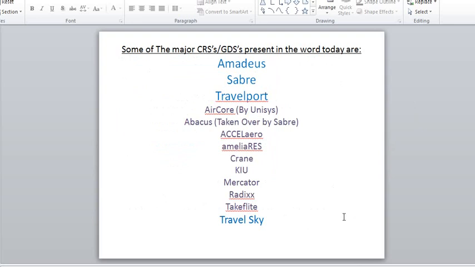These are the examples of some GDS and CRS in the market. Amadeus has the largest market share, then Sabre, then Travelport. Travelport has three different GDS, like Galileo, Worldspan, and Apollo, and so many different CRS. Those are pretty much prevalent in the market now. And TravelSky is one of the GDS, created by Air China, and it's becoming pretty popular in the Southeast Asian region nowadays.